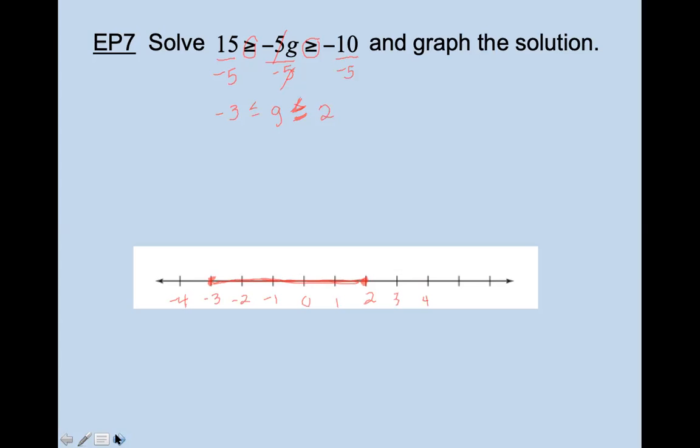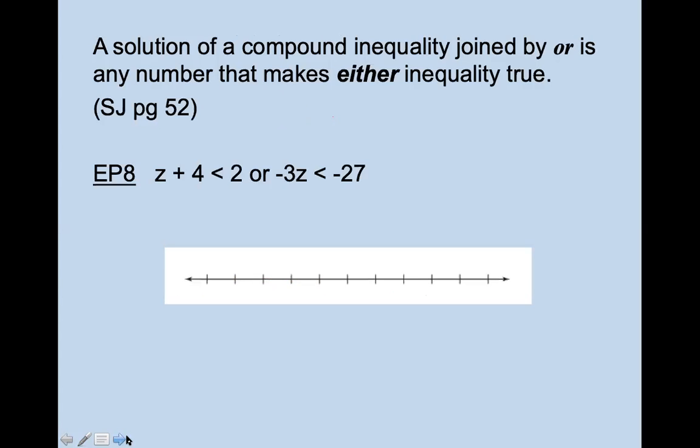All right, let's look at the next slide. So it says a solution of a combined inequality joined by the word or is any number that makes either inequality true. So on or inequalities, the solution can't happen at the same time. It either has to be one or the other. So an or inequality will end up looking like this, where you have 2 arrows facing out and there's going to be a gap in between the 2 of them.